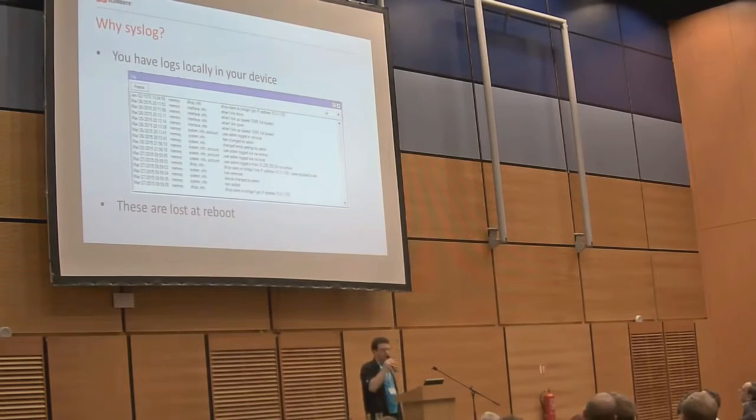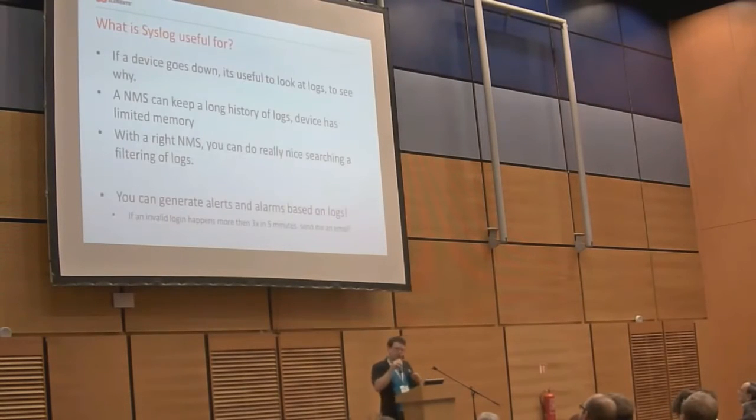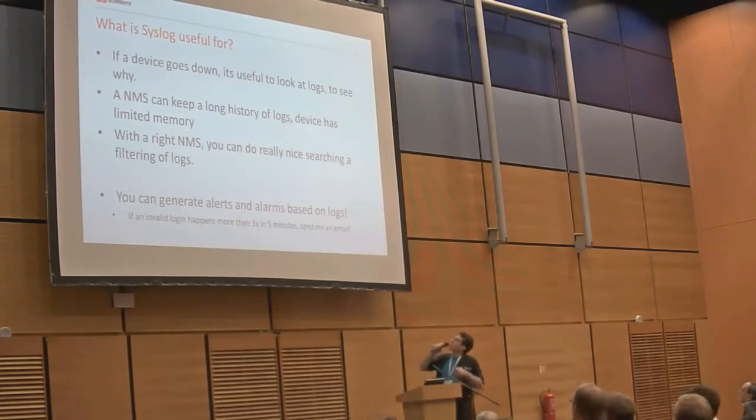You have logs which are stored locally in your device. This is a simple MikroTik log. You can see that some links went up and down, your CPU is refreshed, etc. But these logs are lost on reboot because they are stored in the device's memory. Yes, you could configure logs to go onto the device's hard drive, but what if that dies? If a device goes down, it is useful to see why the device went down, and the logs can actually tell you.